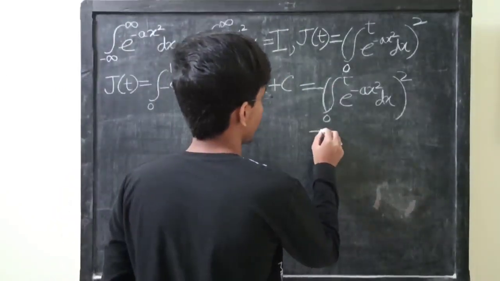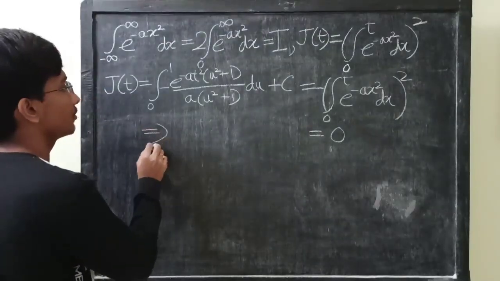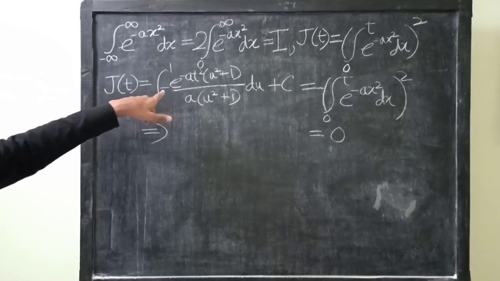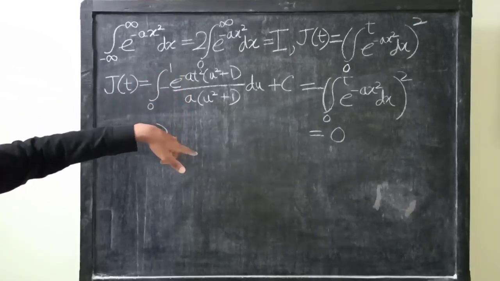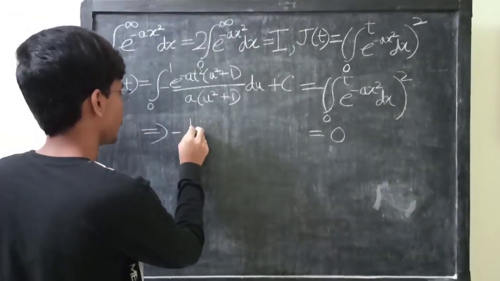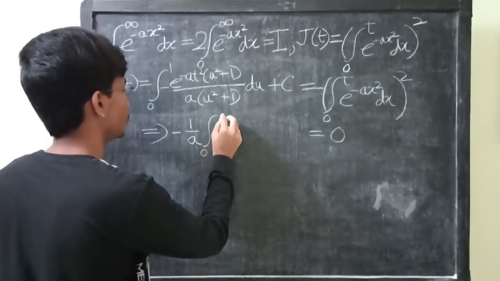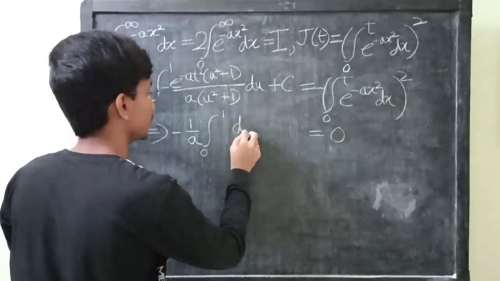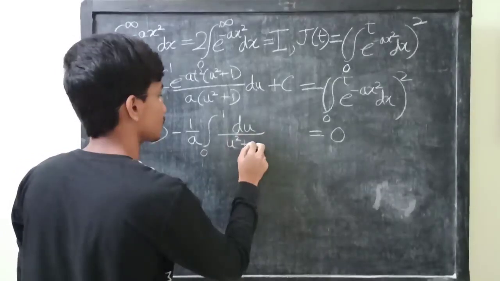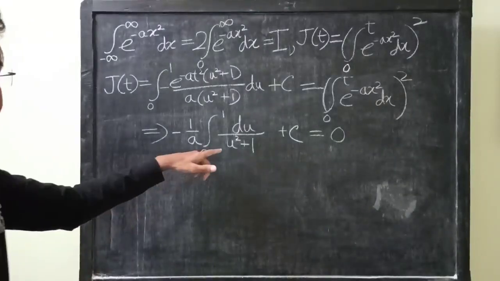So on the right hand side we have just 0, and on the left hand side we have putting 0 in place of this t. This becomes e to the power 0, that is just 1, and minus 1 over a is just constant, so taking minus 1 over a, we have integration from 0 to 1 of this du over u square plus 1 plus c. Now what is this?